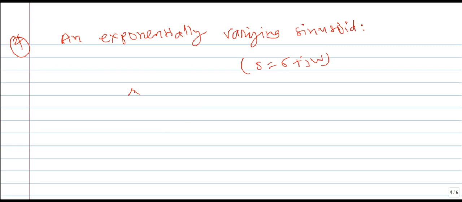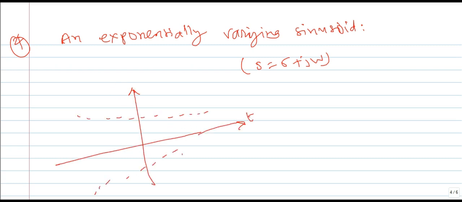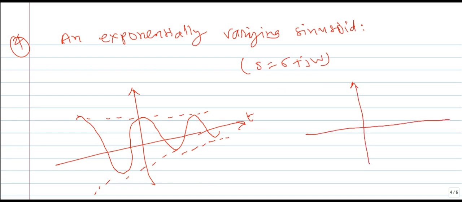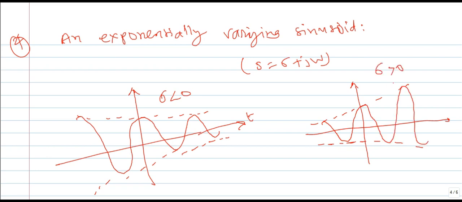So we'll get a sinusoid of decaying magnitude. This is when sigma is less than 0, and it will be an increasing sinusoid when sigma is greater than 0.